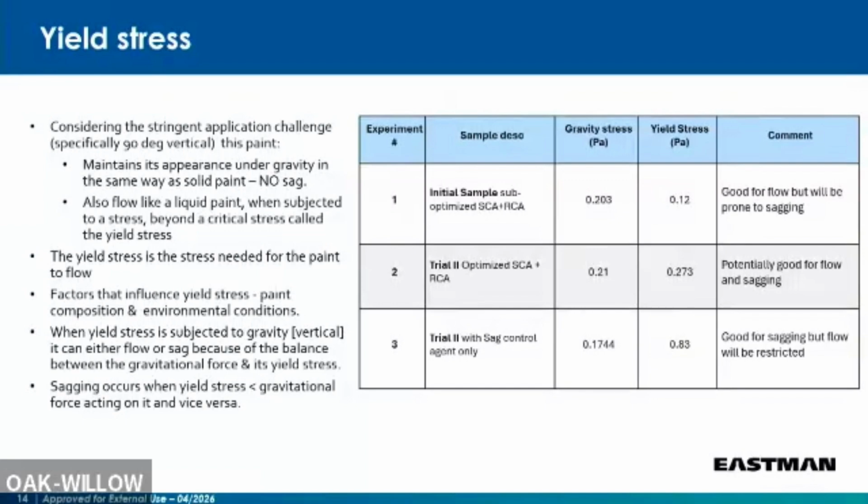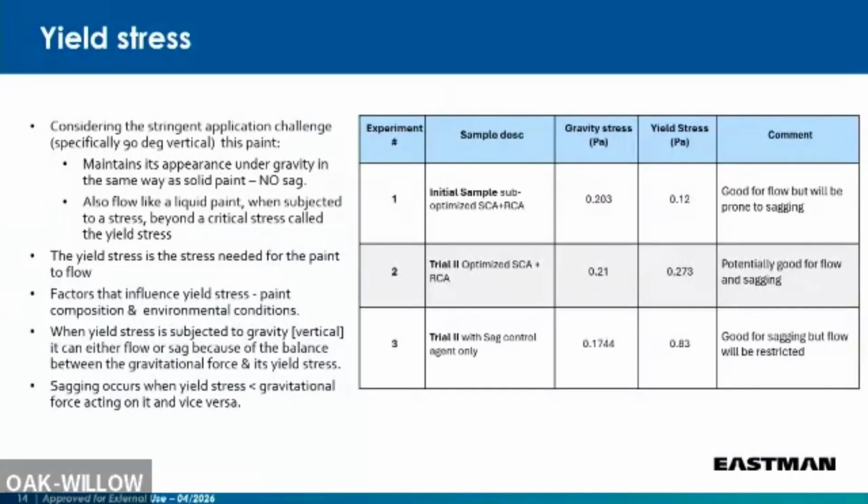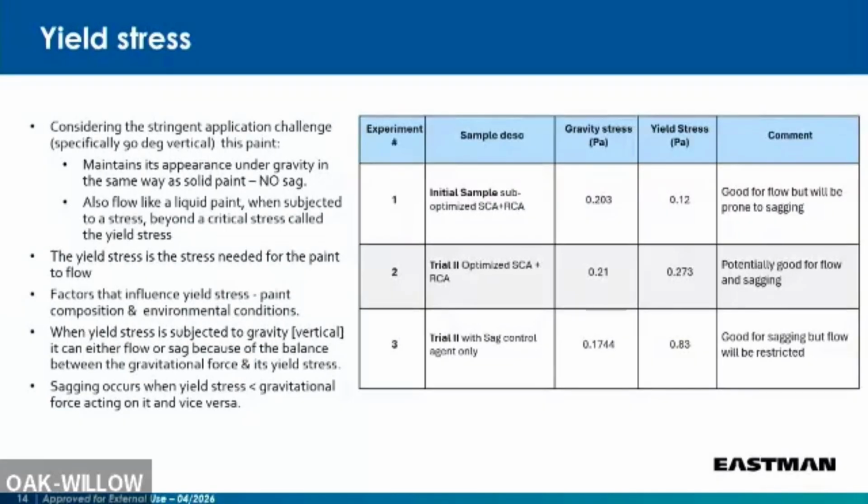So now you look at these 3 samples, right? The initial sample. Here, the gravity stress is higher than the yield stress. So, what does it mean? It's good for flow, but it's going to sag because the gravity is going to force it to come down. In this experiment, look at this experiment, the optimized experiment. The gravity stress and the yield stress is almost comparable. So this could be potentially good for flow leveling. Potentially this has a good result, right?